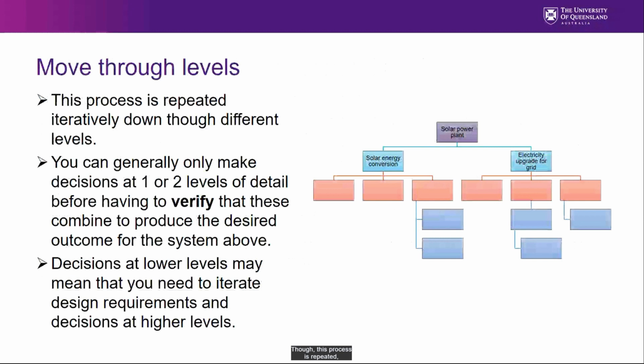This process is repeated iteratively down through different levels. You can generally only make decisions at 1 or 2 levels of detail before having to verify that these combine to produce the desired outcomes for the system above. Decisions at lower levels may mean that you need to iterate design requirements and decisions at higher levels.